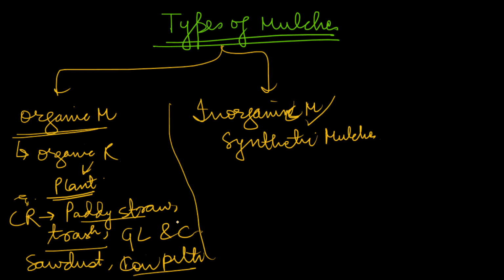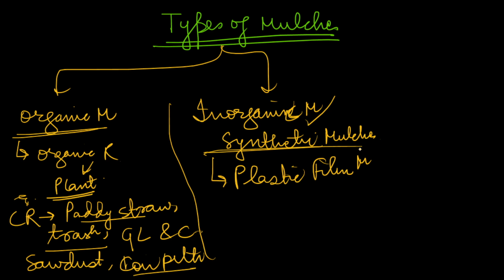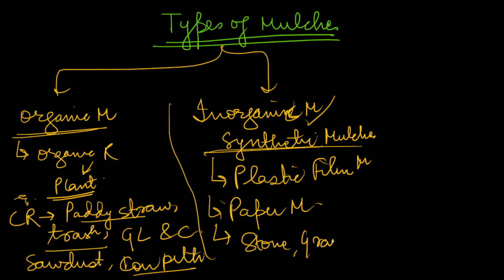Now in inorganic mulching, these are the mulches which are not organic, derived from synthetic products. It can be plastic film mulch, paper mulch, polythene sheets or plastic sheets, which are the same thing, or stone mulches, gravel mulches, and pebble mulches. All these things come under inorganic mulching.